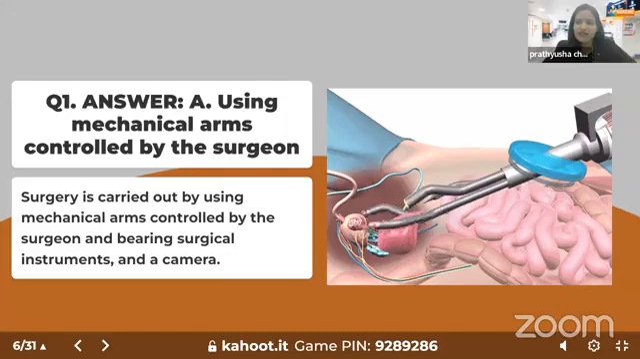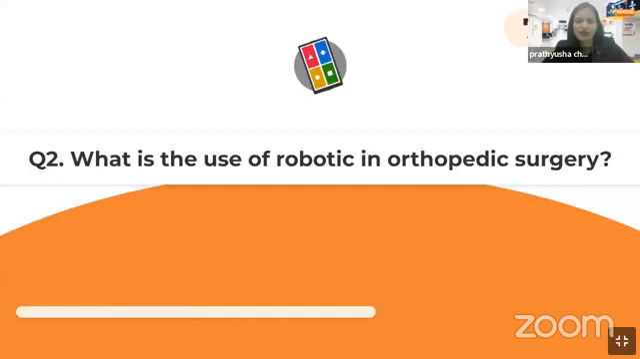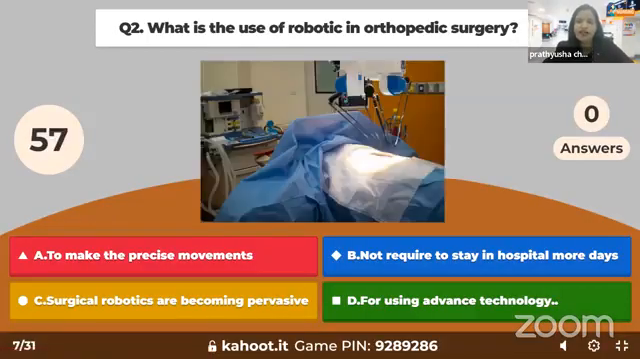So again, fastest finger first. Let us go to the second question. The question asks what is the use of robotics in orthopedic surgeries. The options are: option A, to make precise movements. Option B, not required to stay in hospital for more days. Option C, surgical robotics are becoming pervasive. And option D, for using advanced technology.